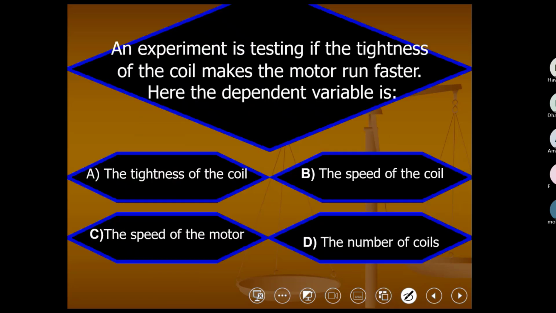Now, you have an experiment where the tightness of the coil makes the motor run faster. It means he's talking about the speed here, right? Okay. So you have two variables. Which one is affected by the other one, or which one can you measure? For sure, the motor running faster, which means the speed of your motor will be the dependent one. Okay.